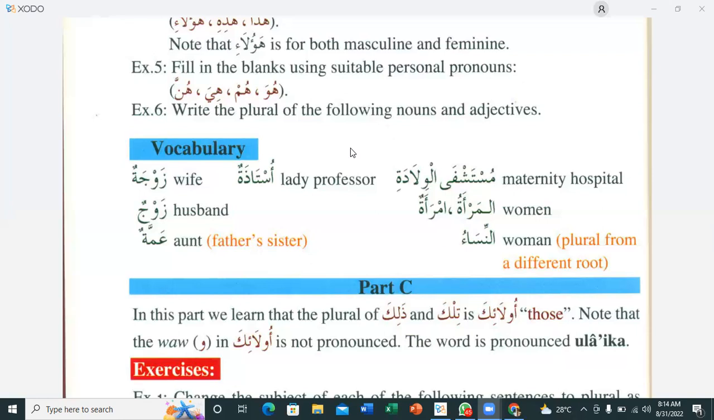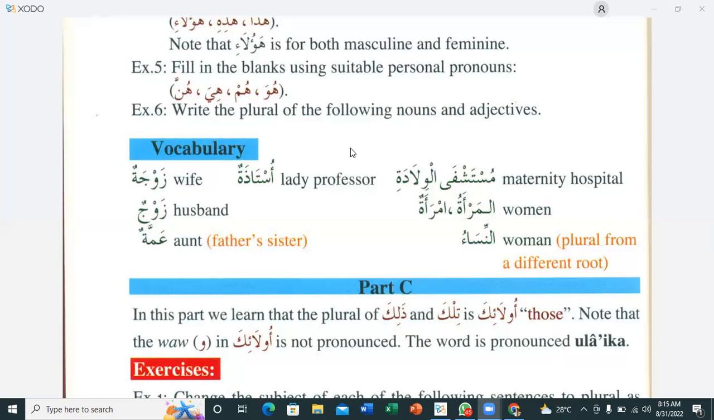Wife. White. The word white is abyad, baida. Or the word write is kataba. The word wife, ma'am is asking. A wife is zauja. I know that. Zaujun is husband. Zaujatun is wife. Okay.